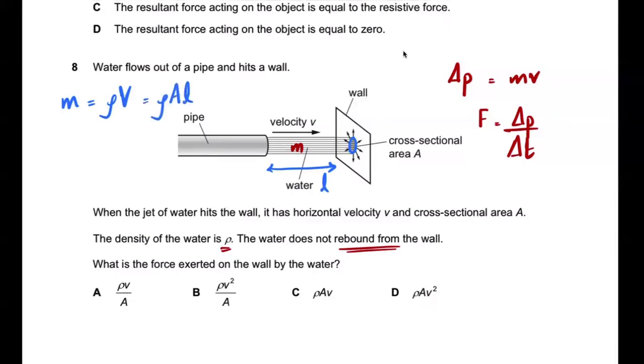So if I then talk about the delta P, that would be mass. So instead of mass, I would say rho A L, and there's this V, and it's divided by the time. Now, length over time is nothing except the velocity, right? Length over the time in which it moves is the velocity. So it becomes rho AV and another V. So that just becomes rho AV squared.